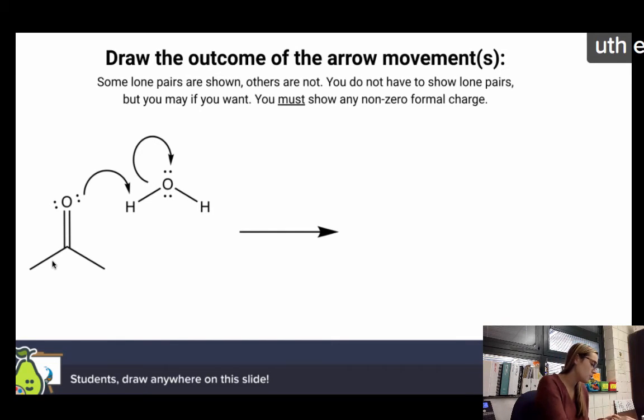Remember, for formal charge, you're just looking at how many valence electrons it has and how many electrons are around it. Valence minus electrons around it is going to give you formal charge.